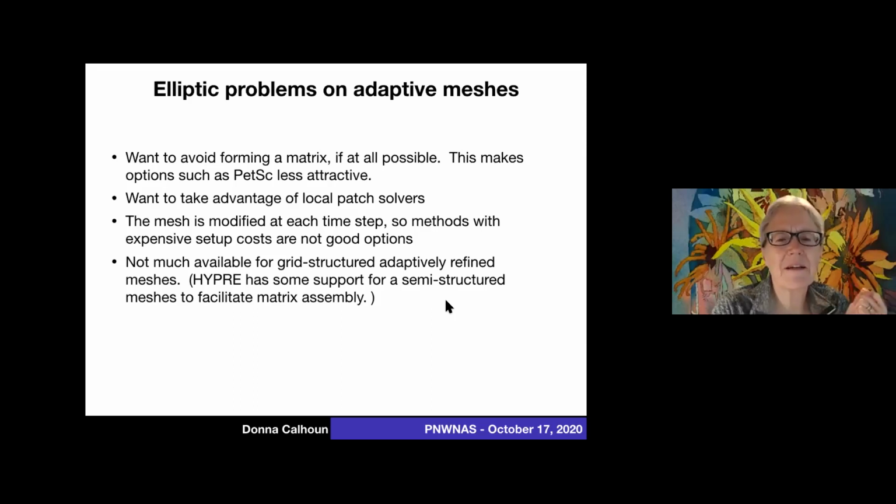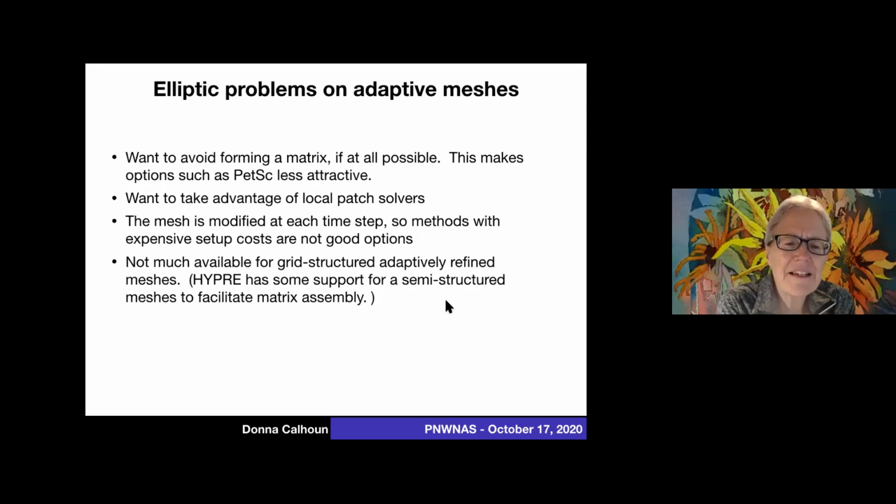So this makes things like PETSc less attractive, because PETSc, of course, wants a matrix. You pass it a matrix, at least in its standard formulations, and then it will be happy to use any number of the solvers available in PETSc. But what we really wanted to do is take advantage of local patch solvers. So we wanted to be able to use the fact that we do have a lot of structure in our adaptive mesh refinement. So is there a way to glue together solvers on local patches? Another challenge is that the mesh is modified at each time step, so methods with expensive setup costs were not going to be good options.